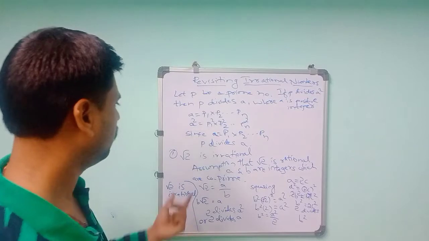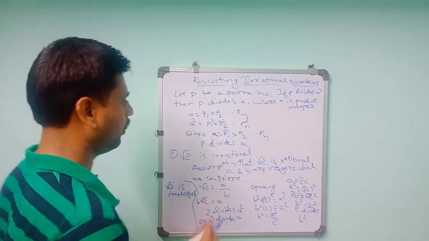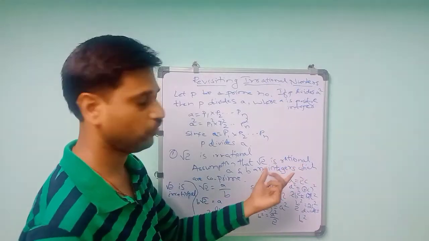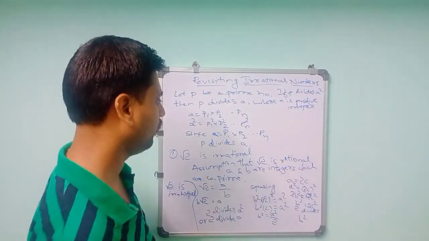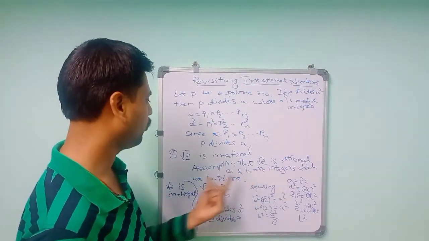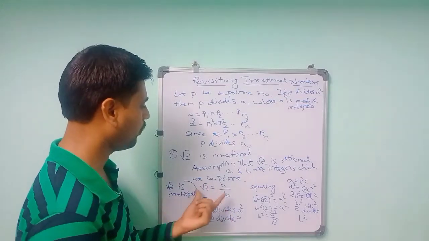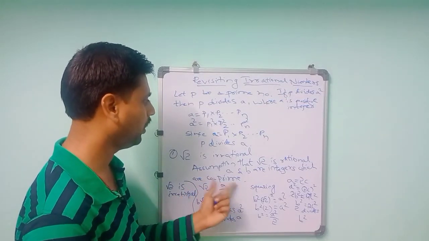I'll tell once again. Prove that root 2 is irrational, so you have to assume that root 2 is rational. Then a and b are integers which are co-prime, meaning they have no common factor. So you write in the form of a by b: root 2 is equal to a by b.